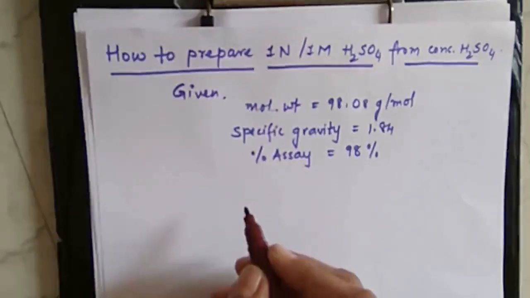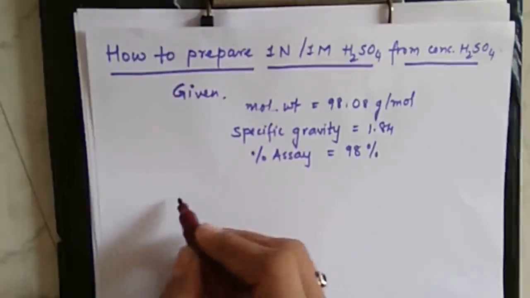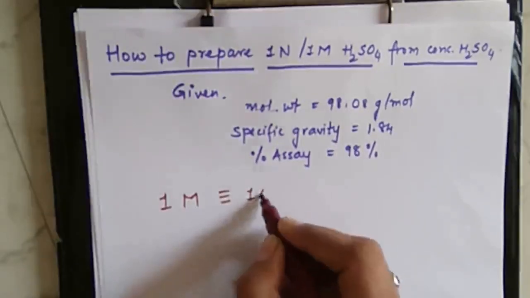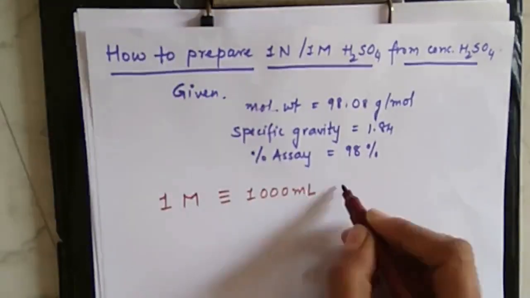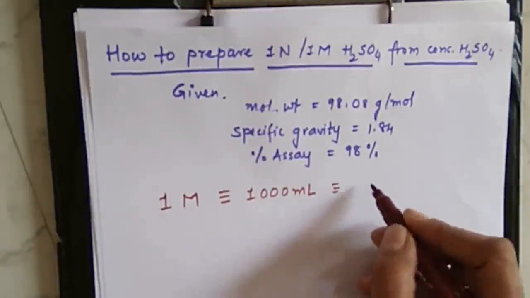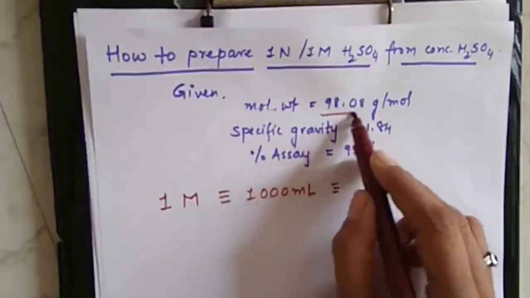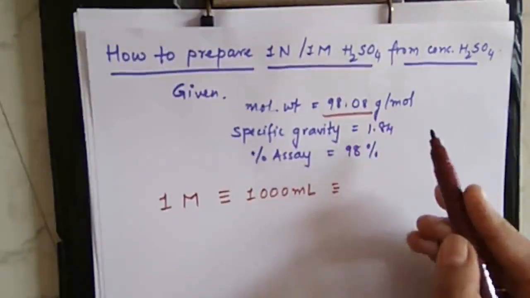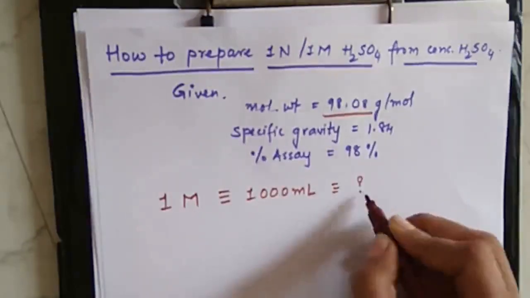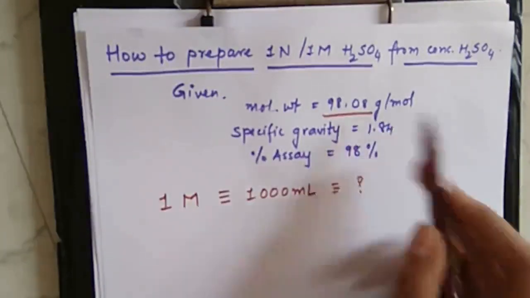So if we want to determine the factor, we know the factor is actually 1 molar is equal to 1000 ml is equivalent to how much grams or ml we take. Here we have 98.08 grams. Sulfuric acid is a liquid, so we cannot take this many grams. So we will determine the volume equivalent to this.